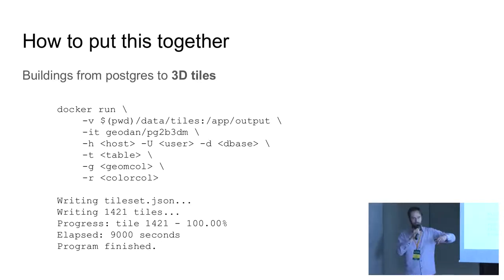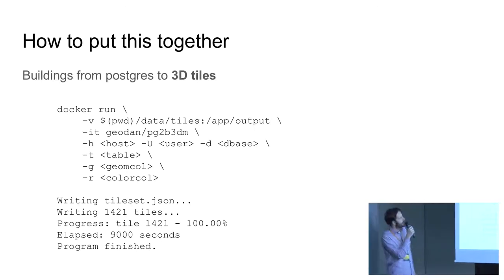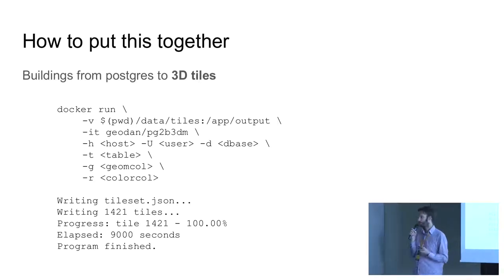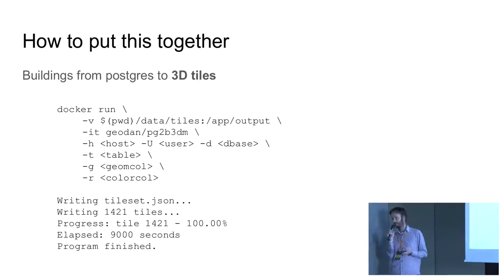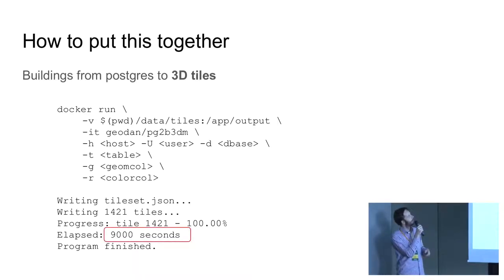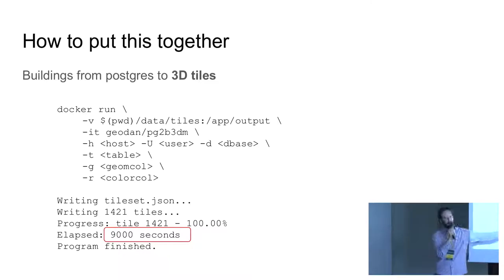Now, how to put all this together, because you want to see the data in the end. We wrote a little tool for that. It's running in Docker. And what it does for you is it processes all your roofs or whatever 3D polygons you have in the database into 3D tiles. Takes a bit of time still. This was only Amsterdam. We were working on that.